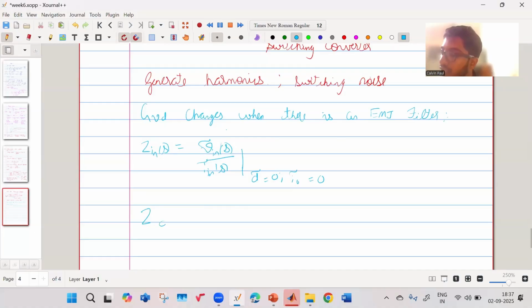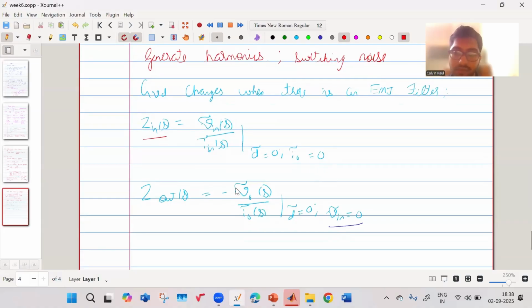But for the Zout of S, that is equal to minus Vout of S by Iout of S when your duty perturbation is 0 and your Vin perturbation is 0. So in the case of Zout of S, you have to set your input voltage perturbation to 0. But in the case of Zin of S, you don't need to set your input voltage perturbation to 0. Okay? Fine.